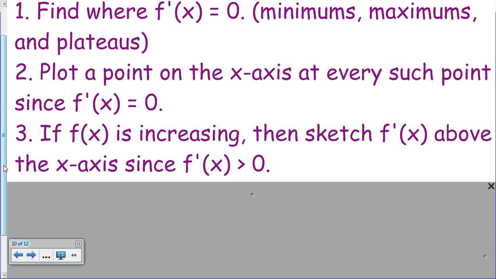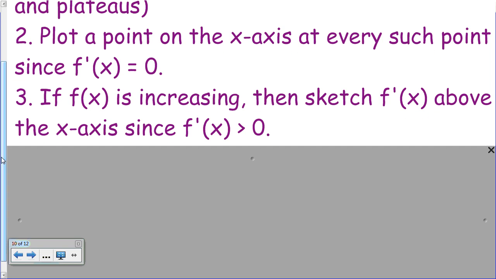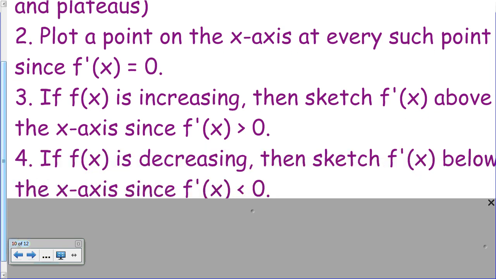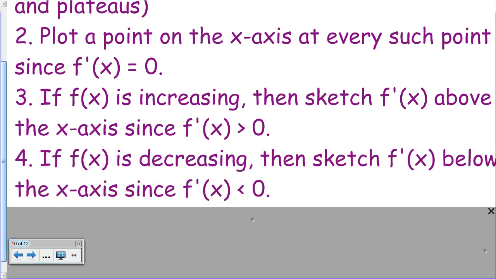The opposite then is true if the function is decreasing. That's the fourth step here. If f of x is decreasing, then sketch f prime of x below the x-axis. And again, that's because of the fact that f prime would be less than 0. If f prime is less than 0, I want to plot a y value that's less than 0. Y values that are less than 0 lie below the x-axis.